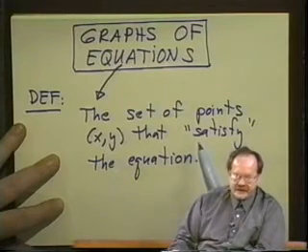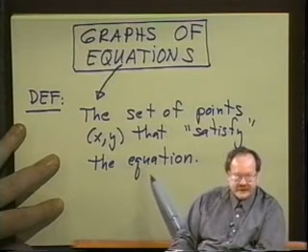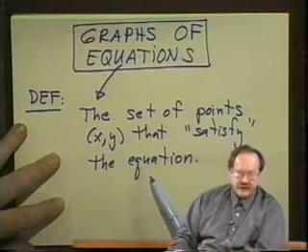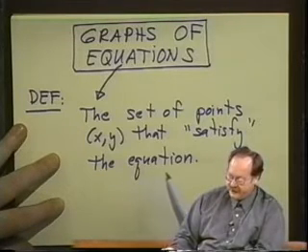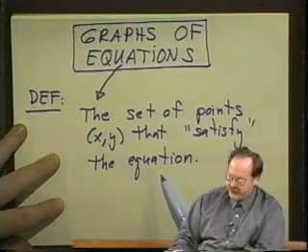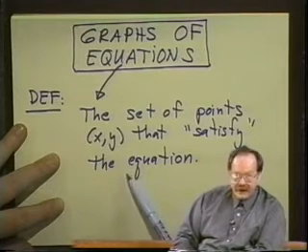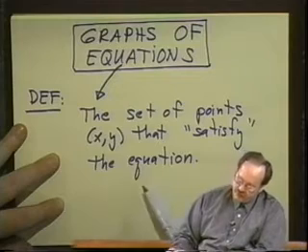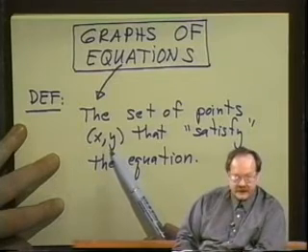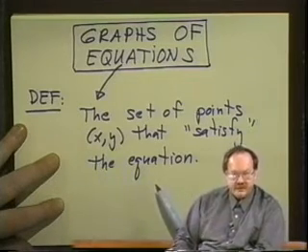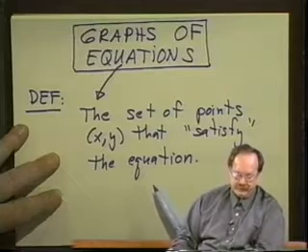Now, why do we say satisfy? Well, the equation, as you'll see, is something that involves an equal sign, of course. That's the verb in the sentence that is an equation. And there will be x's and y's. And then when we put in the x's and y's that we get as the set of points, they satisfy the equation, meaning the equation becomes true when they're in there.